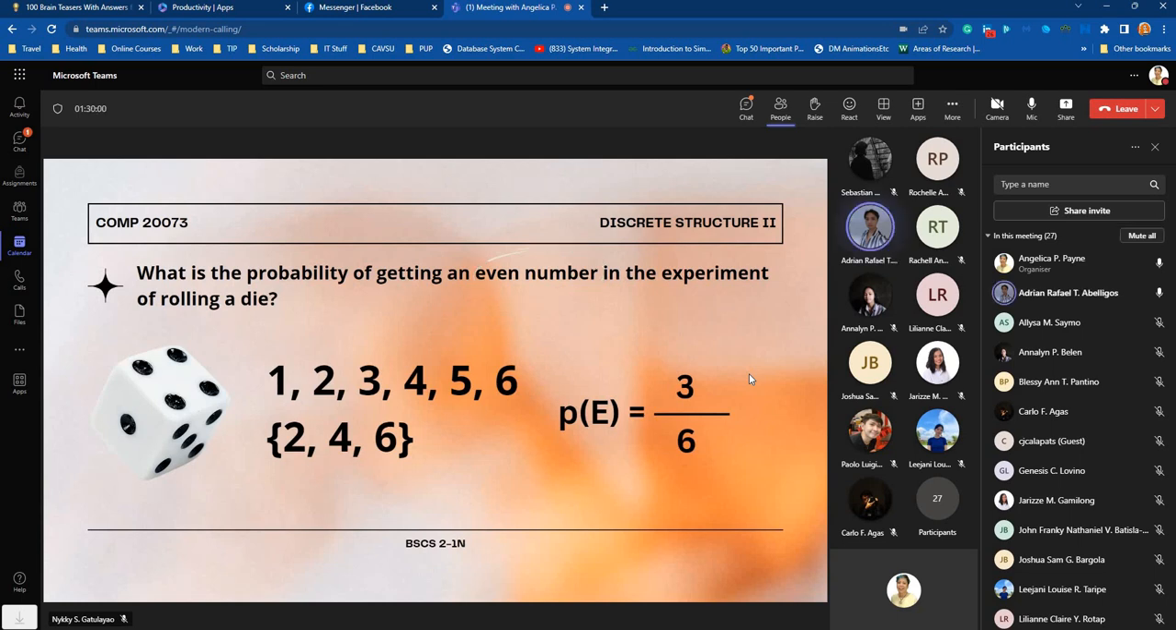Then insert it in a formula. P of E equals 3 over 6. So remember na ang answer natin ay lagi naka-lowest term. So the final answer is 1 over 2 or 1 half.